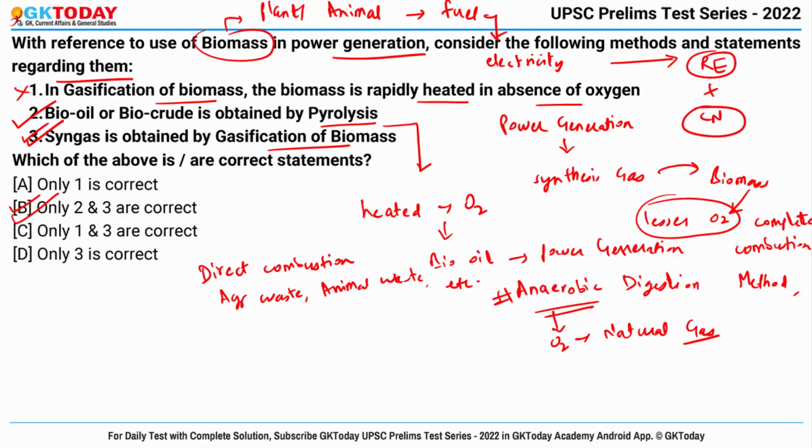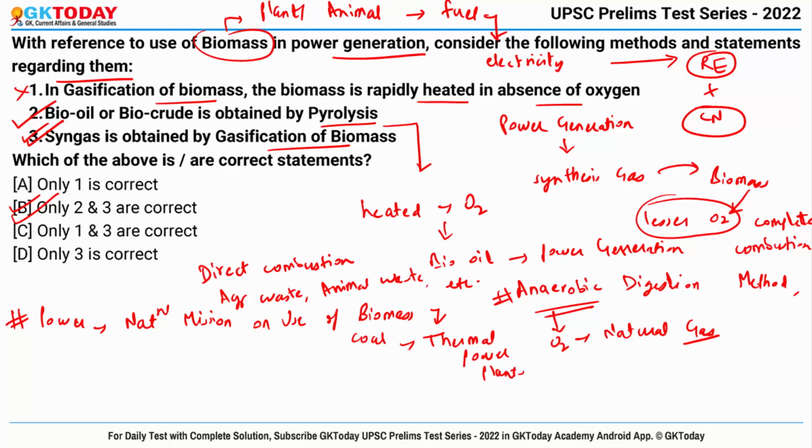Now why was it in news? Because recently the Ministry of Power has decided to set up a national mission on use of biomass in coal-based thermal power plants. So this proposed national mission on biomass will also contribute to the National Clean Air Program, and it would further support the energy transition in the country and targets to move towards cleaner energy resources.